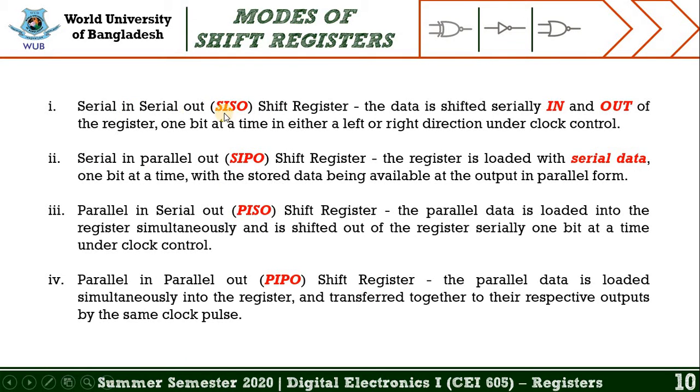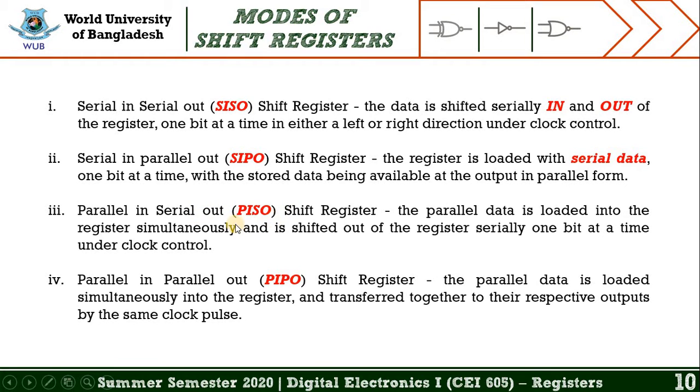First, serial in, serial out, shift register. The data is shifted serially in and out of the register, one bit at a time in either a left or right direction under clock control. Next one, serial in, parallel out, which is in short SIPO register. The register is loaded with serial data, one bit at a time, with the stored data being available at the output in parallel form.